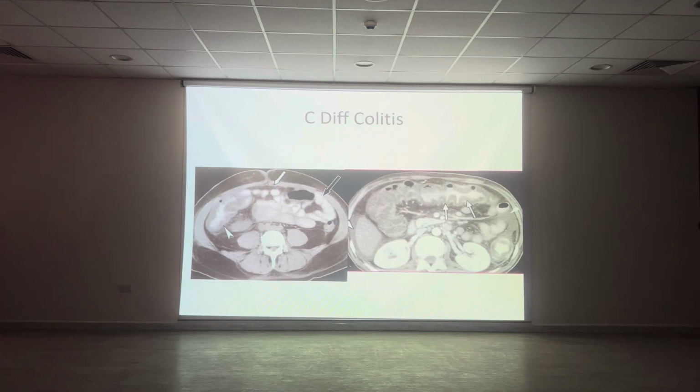This CT represents the picture. As you can see, in the picture to the right, there is thickening. You see where the arrows are directing? Thickening of the colonic mucosa. This is not the normal appearance. This is a thickened colonic wall and mucosa.